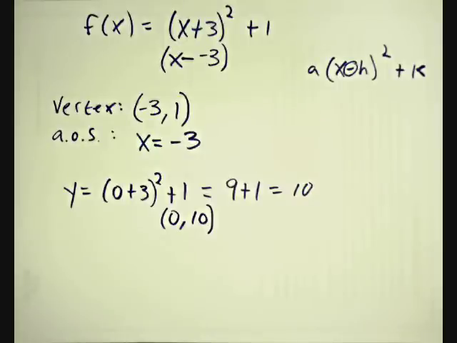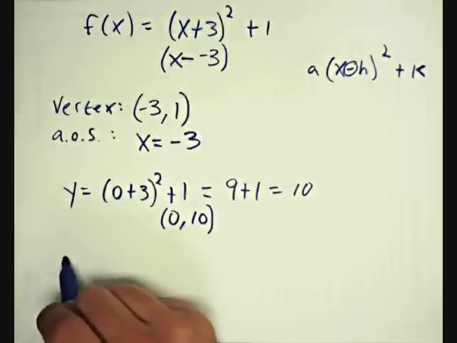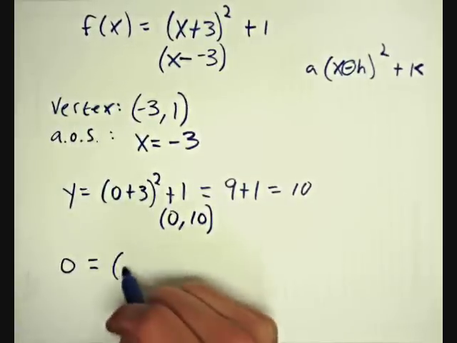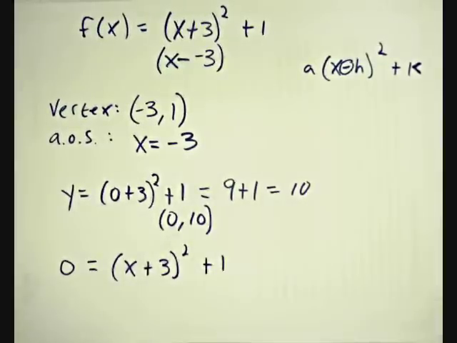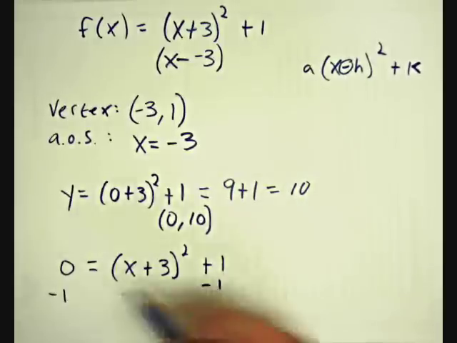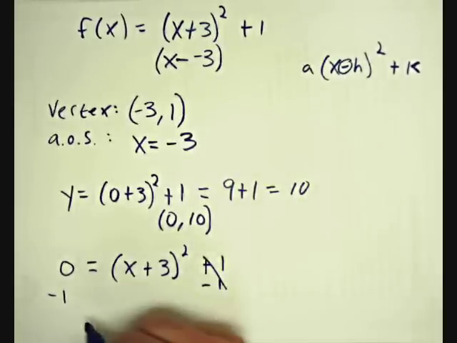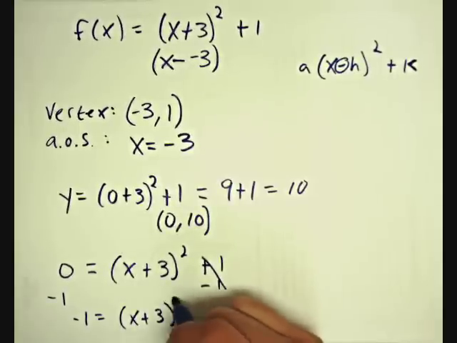Okay. The last thing you may be asked to find are the x-intercepts. So no matter what the function, to find x-intercepts, we take f of x or y, let it equal 0, and then solve for x. Well, if you have an equation in standard form, it is set up perfectly to use the square root property. So to solve this for x, we'd first want to subtract 1 and get negative 1 equals x plus 3 squared.